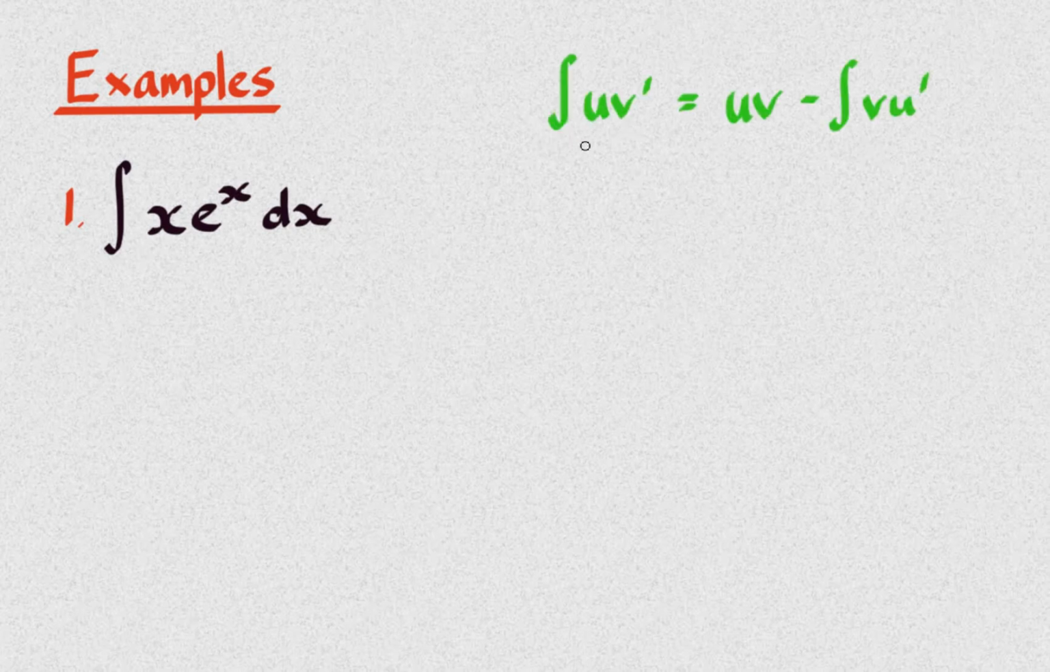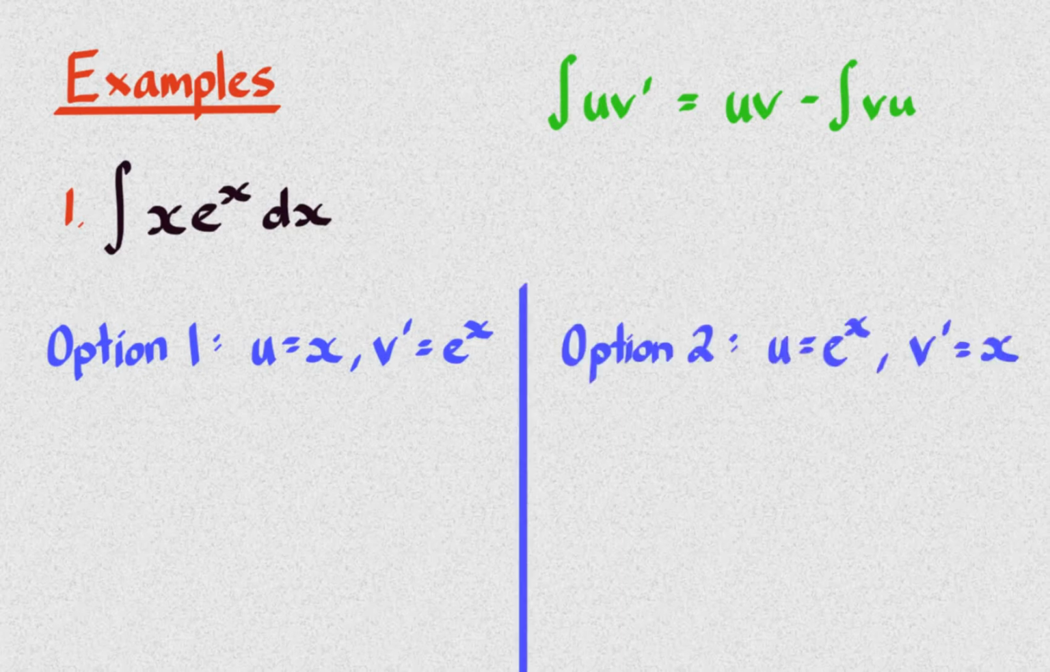Alright, so here's our integration by parts formula. The integral of uv dash equals uv minus the integral of vu dash, and so now we need to make our choice. Like I said, we're going to do this both ways just to compare. So option 1, we will set u equal to x and v dash equal to e to the x, and option 2, we'll swap that around. So u is equal to e to the x and v dash is equal to x.